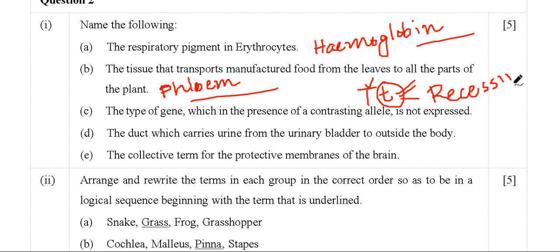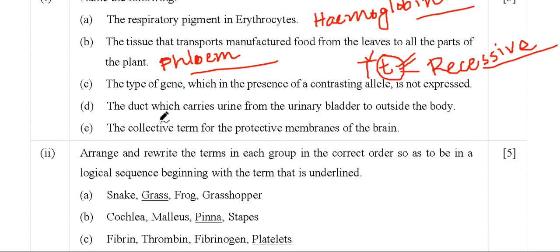So they asked for the type of gene. You can write recessive gene. Recessive gene. Okay. The duct which carries urine from the urinary bladder to outside of the body.